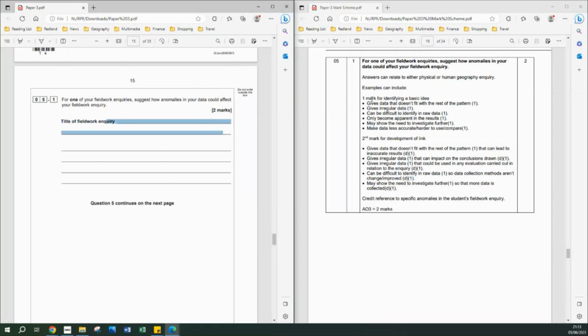Okay. And one of them is that it gives data that doesn't fit the rest of the pattern. It gives irregular data. It can be difficult to identify. It may show the need to investigate further. It makes it less accurate. 1 mark. You can't just make 2 of these statements. You have to explain them to get 2 marks.